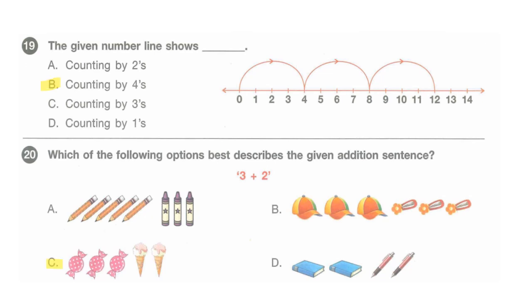So option A, the addition sentence can be 5 plus 3, and B it is 3 plus 3, and C it is 3 plus 2, and D it is 2 plus 2. The addition sentence which describes 3 plus 2 is option C. 3 toffees plus 2 ice creams. Answer option C.